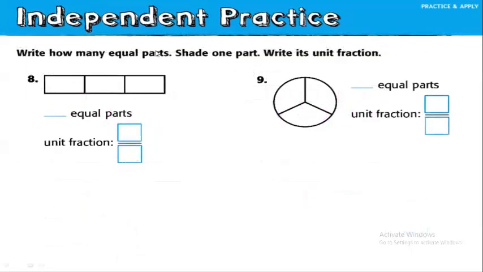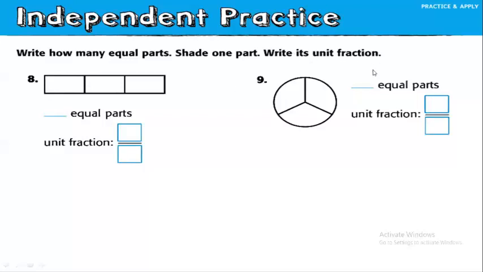Here, write how many equal parts. Shade one part, write its unit fraction. So here, how many equal parts? 1, 2, 3. So write 3. The unit fraction will be 1 over 3, as 1/3. And you will shade one part only.